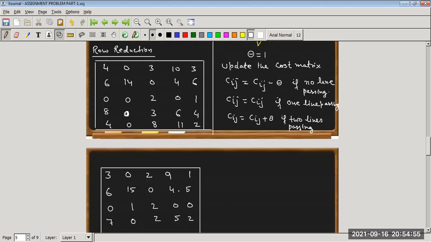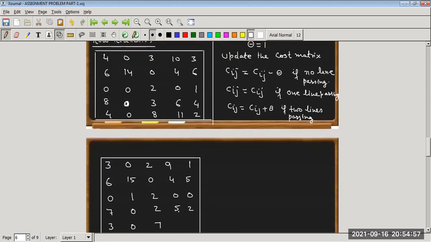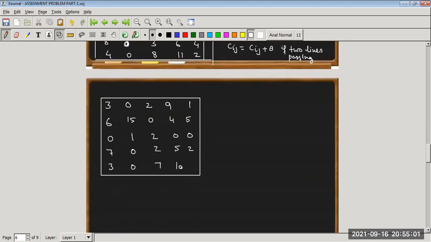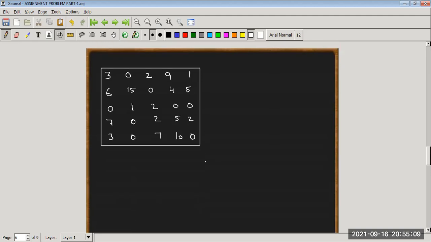8 becomes 7, 11 and 1 become 10 and 0. So we are able to create this new 0. The objective is to subtract the minimum number so that we are able to create one more new 0. Now start the assignment process.